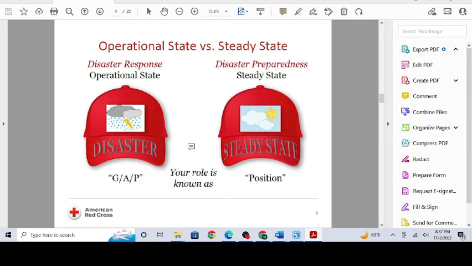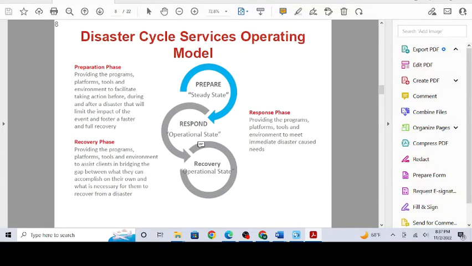Now, if I was a volunteer on the other end of this presentation, hearing about the internal structure of the American Red Cross, the steady state and the operational state: the steady state structure deals with the normal everyday operations of the American Red Cross, not necessarily the disaster. And then you have the operational state structure that deals with a disaster.